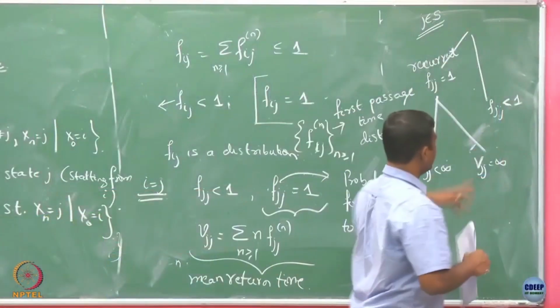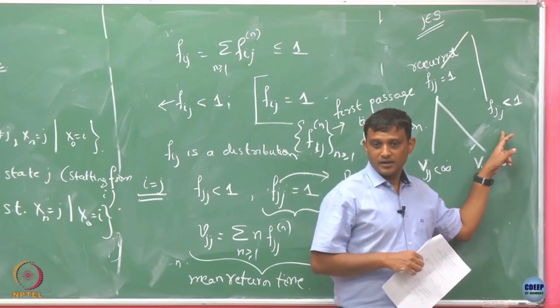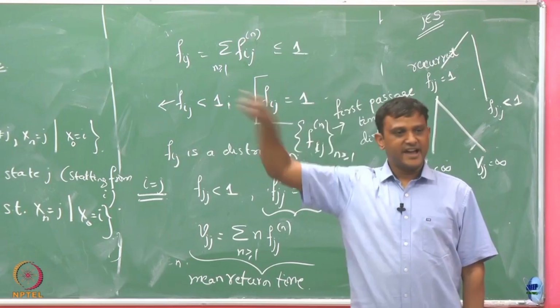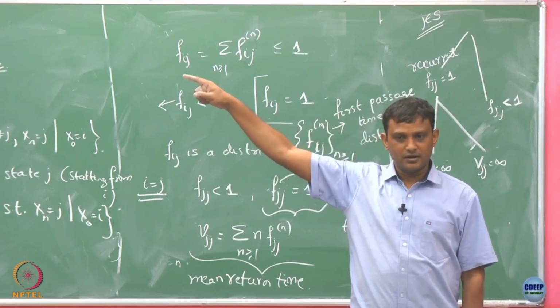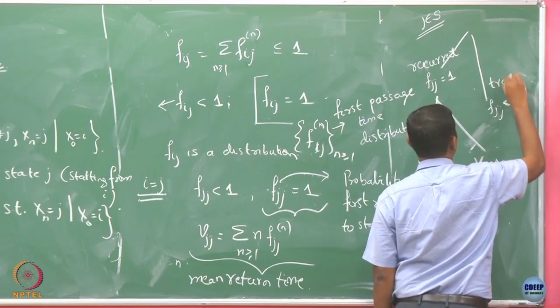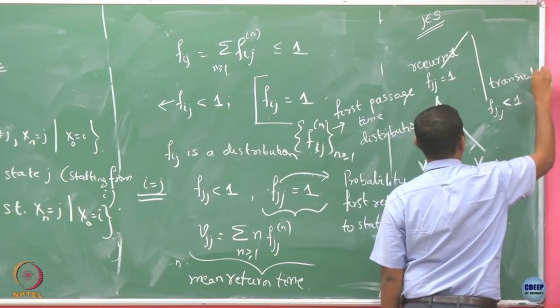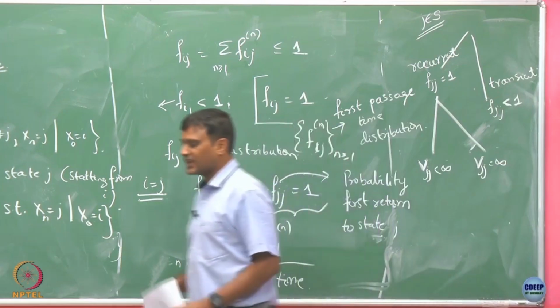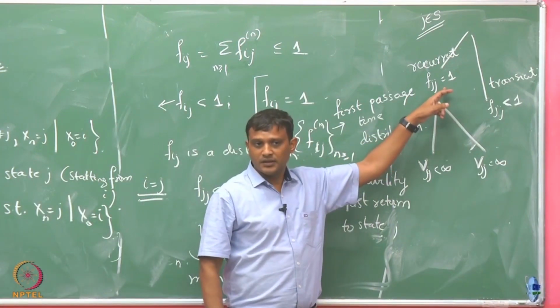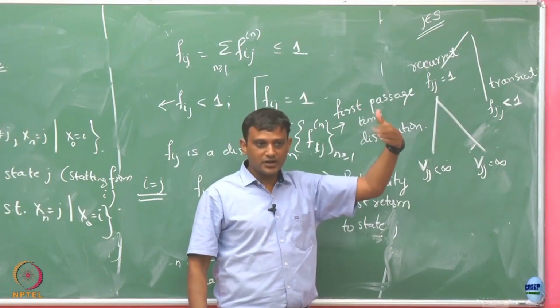And when fjj is less than 1, that means it is transient, meaning it may come back sometime and then die out, or it may not come at all, right. So, in that case it is transient. Now, when it is recurrent, yes, we know that it is going to come back.